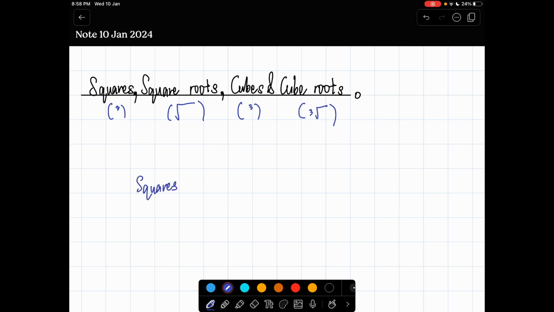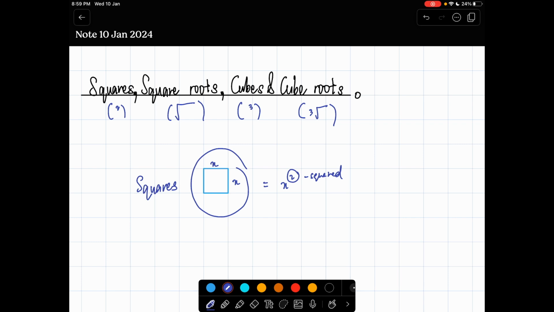So squares, by the word itself, you can know that they're referring to a square. So what they're trying to do is, the concept of square is, you times the sides to get the area of this particular shape. So the area of this square will be x squared. By the way, this is called squared.